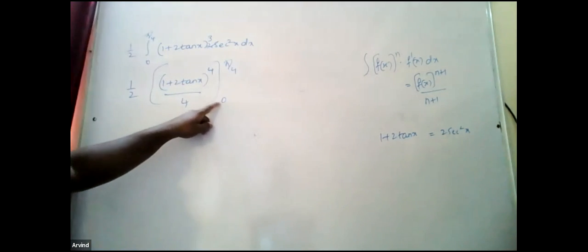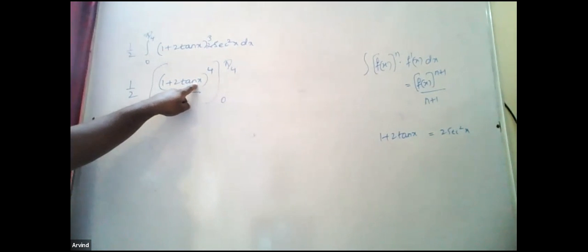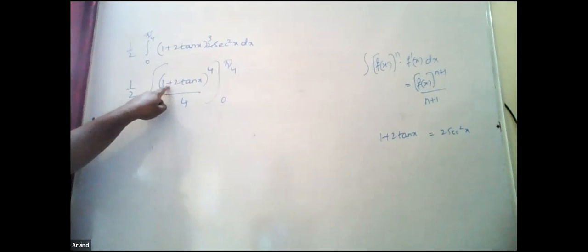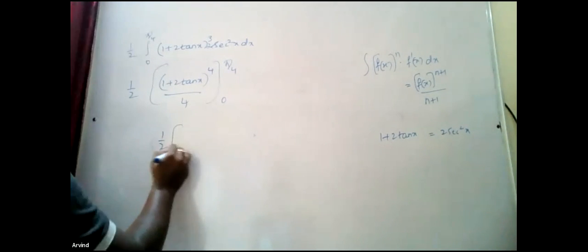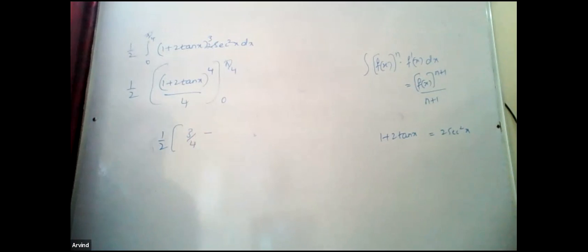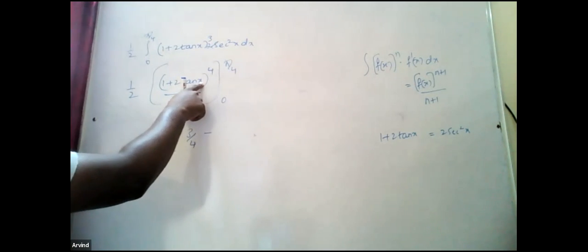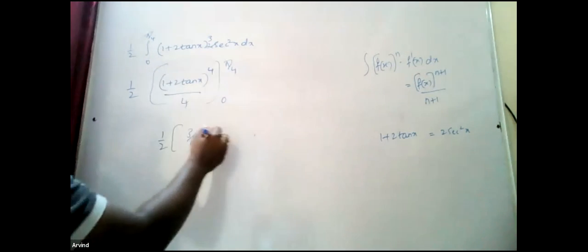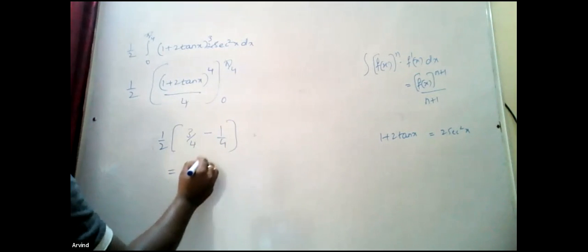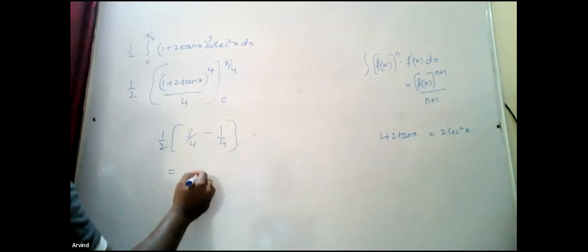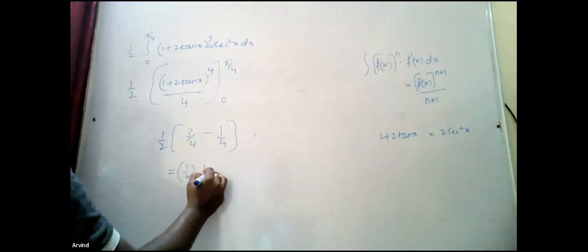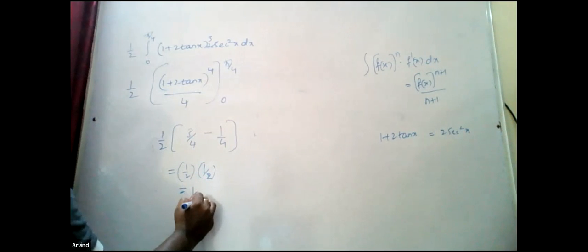For the upper limit pi by 4, tan pi by 4 is 1. 1 into 2 is 2, 2 plus 1 is 3, so 3 by 4. So 1 by 2, upper limit 3 by 4 minus lower limit: tan 0 is 0, 1 plus 0 is 1, so 1 by 4. So 3 minus 1 is 2 by 4, which is 1 by 2. So 1 by 2 into 1 by 2 will become 1 by 4. That's it.